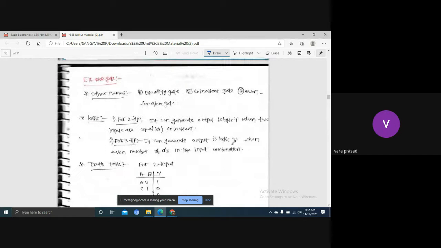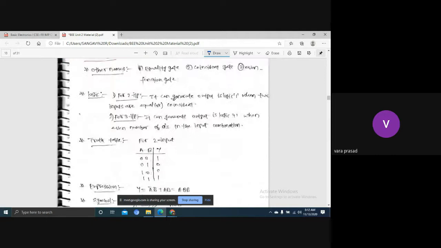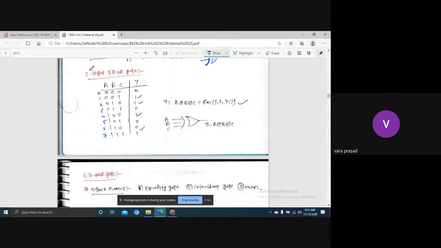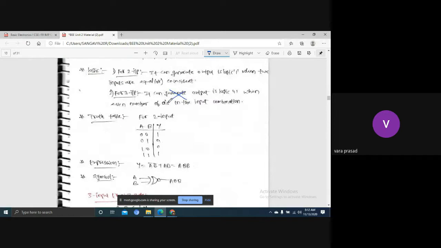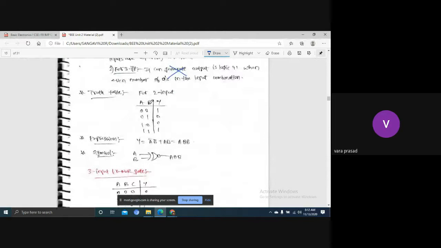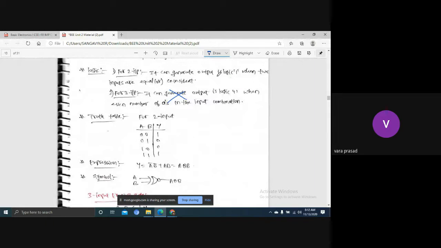Similarly, XNOR gate. Other names are equality gate, coincident gate, or even function gate. For two inputs, it generates output logic 1 when the two inputs are equal or coincident. The three-input XNOR we don't want, because the three-input XOR gate is useful for adder. That's why I explained it here.